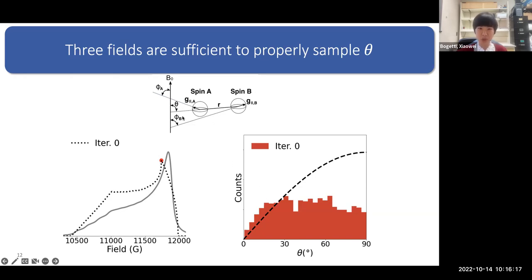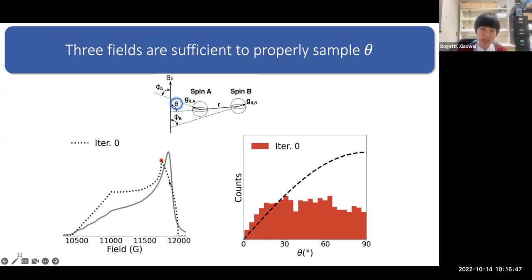So now we have to look back at the theta sampling at this magnetic field and determine if it is good enough, right? In the ideal case, the theta sampling should follow a sinusoidal curve, the black dashed line. But we can see that at this single magnetic field, we are only sampling this much, and there is undersampling between 30 degrees and 90 degrees. And this means we need to probe the spin pairs somewhere else.